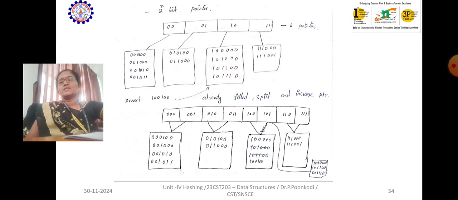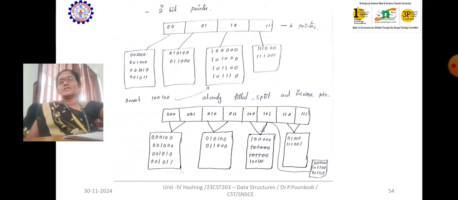So in this case, we have to increase the D value. Already the D value is 2, so 2 plus 1 is 3. So 2 power 3 is 2 into 2 into 2: 2 twos are 4, 4 twos are 8. So these values will be generated, 000 to 111. In these cases, the first three digits are considered and it will create the buckets.